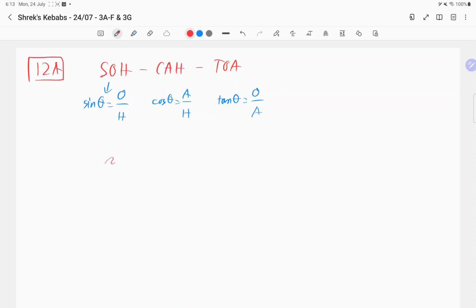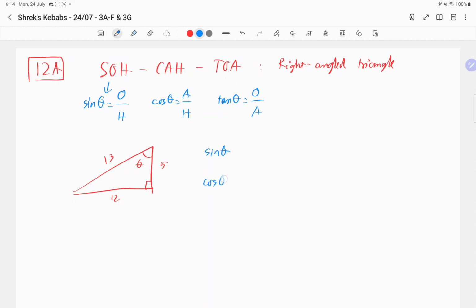So how do we apply this? Let's say you have a triangle that looks something like this, right? It's a right angled triangle, and remember the SOHCAHTOA is only for right angled triangles. Okay, and then if you have the sides 12, 13, and 5, and this angle here is theta. How do we find theta? You can do it either way, but let's say we were trying to find the sine, cos, and tangent of theta.